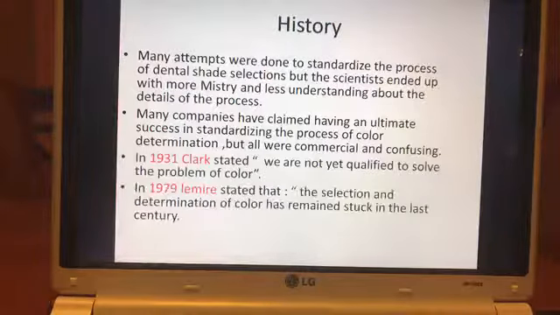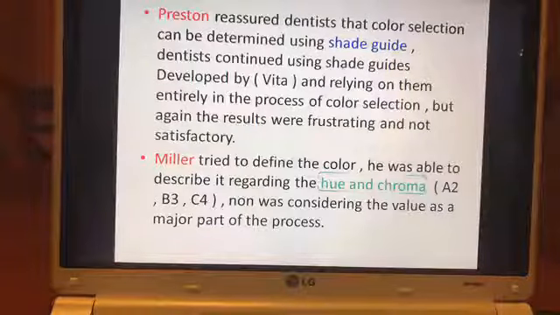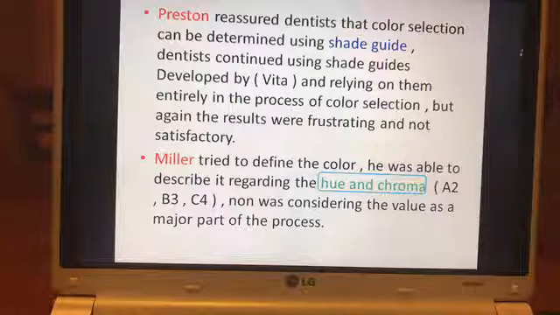Before we go any further, let's go a little bit to the history of color selection. In 1931, Clark stated that we are not yet qualified to solve the problem of color. In 1979, which is recent, Lohmeyer stated that the selection and determination of color had remained stuck in the last century. So, until recent times, the color problem was like a mystery. Nobody could solve it. Preston reassured the dentist and told him that color selection can be determined using a shade guide.